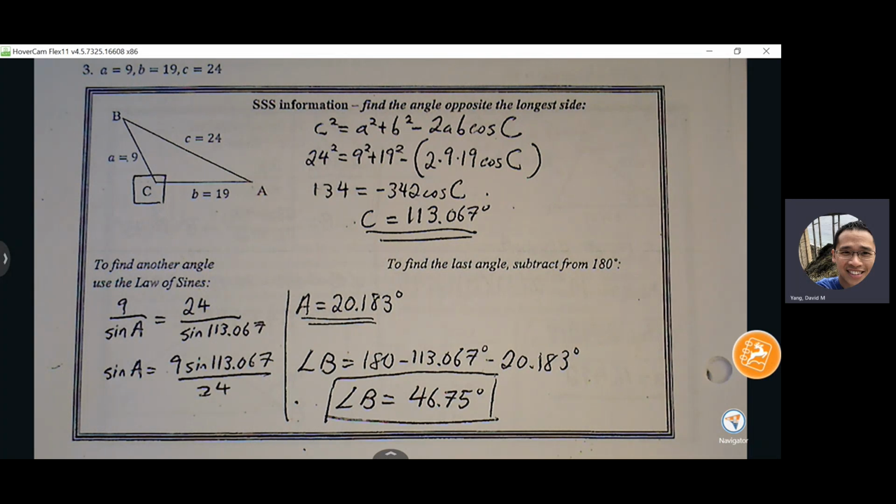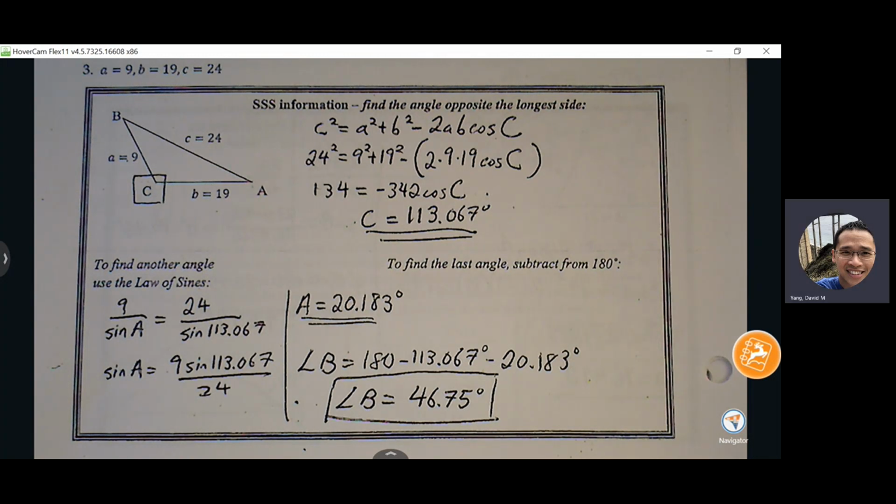Did you skip between the 24 squared and the 134? So what I did here was I did 24 squared, minus 9 squared, minus 19 squared. So you isolate it from the paper. That's right, yeah, I isolated it so that I can divide this over and eventually get that cosine C. So you do inverse of cosine of 134 over negative. Exactly, yeah.